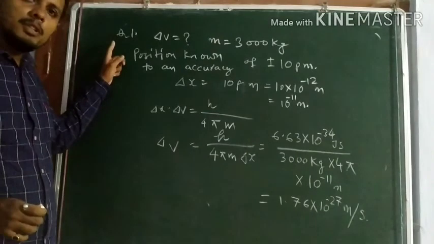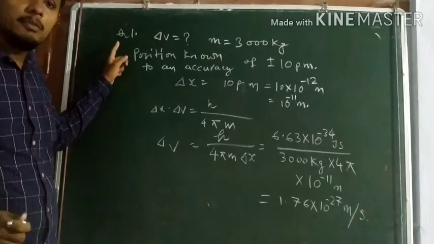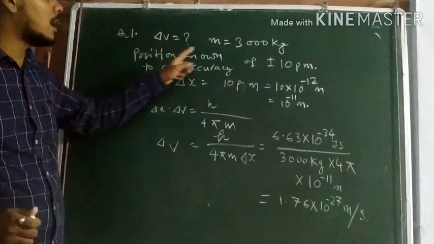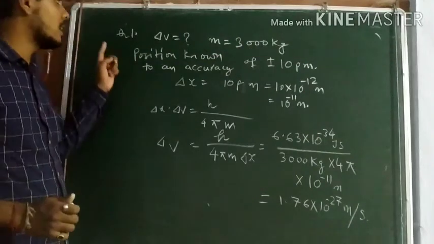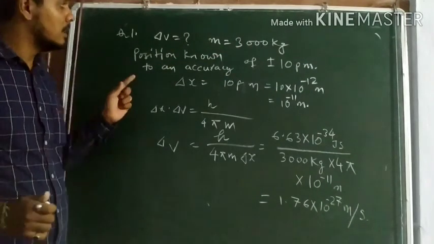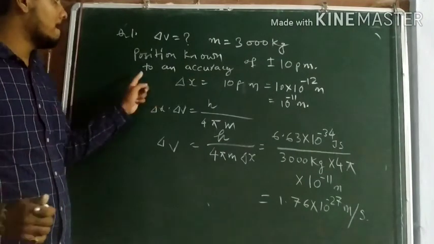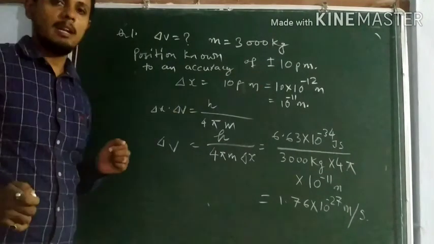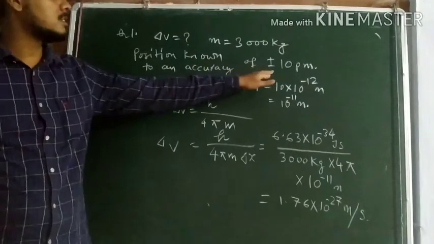In the first question, a particle is given. The mass of the particle is 3000 kg. The position is known to an accuracy of plus minus 10 picometer. So the accuracy in position is plus minus 10 picometer.